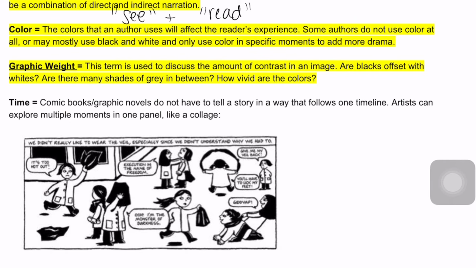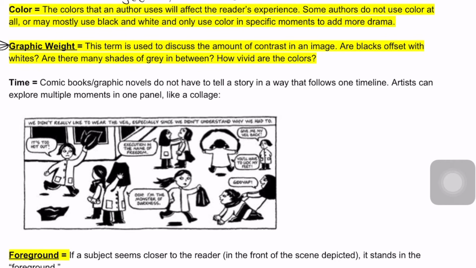Then we have our term graphic weight, and this is used to discuss the amount of contrast in an image. So graphic weight has to do with how the colors black and white are used, if there are different shades of gray between them, or how vivid the colors are, so that you might see things in a different way depending on whether your graphic novel is black and white or illustrated in color.